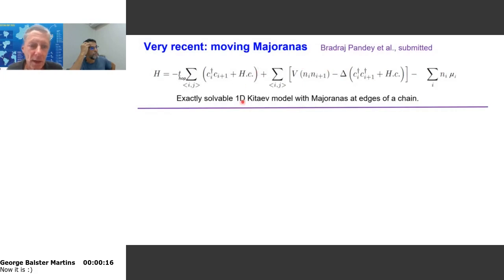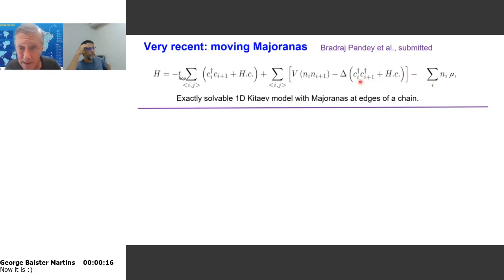So what we did is we took the 1D Kitaev model. This is the model that can be solved exactly. I remember some time ago I reproduced the paper of Kitaev. It took me like 10 pages of algebra, but indeed this model can be solved exactly, and indeed it has Majoranas at the edges of a chain with open boundary conditions. And that model is the hopping, the superconducting term, and some chemical potential to regulate the density.